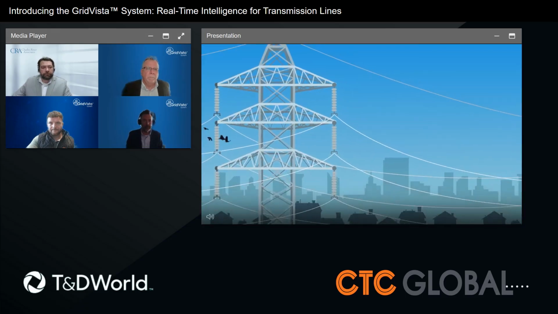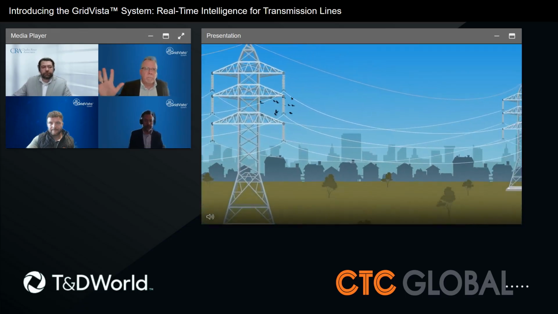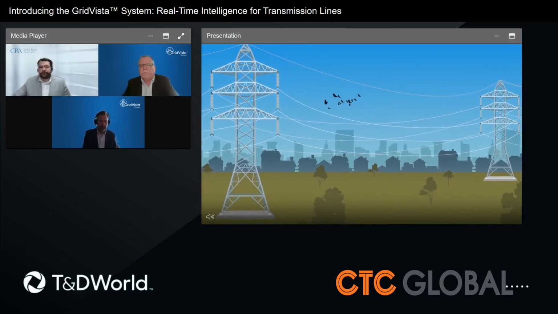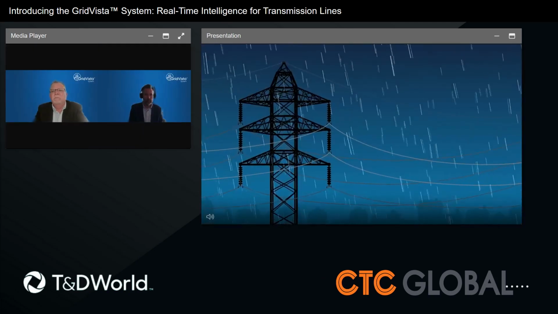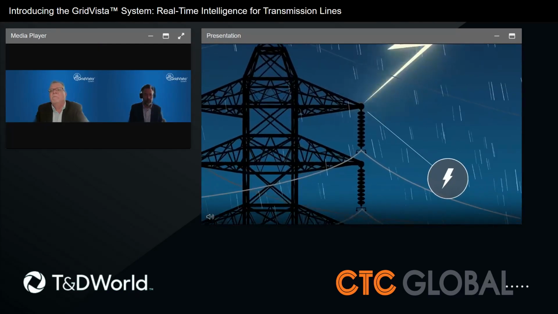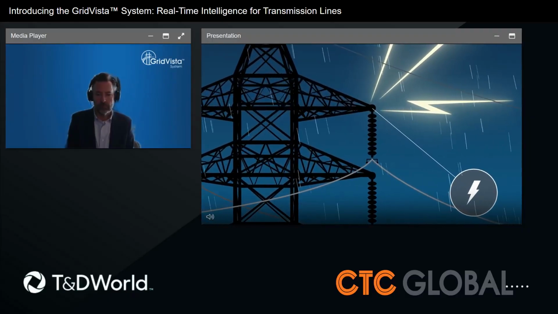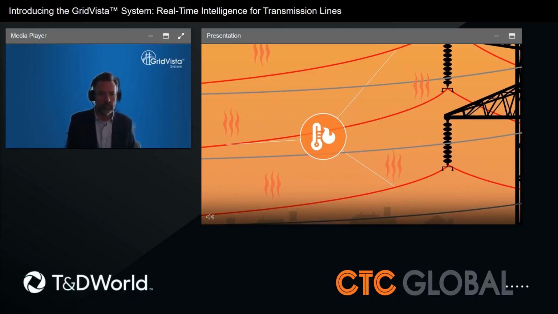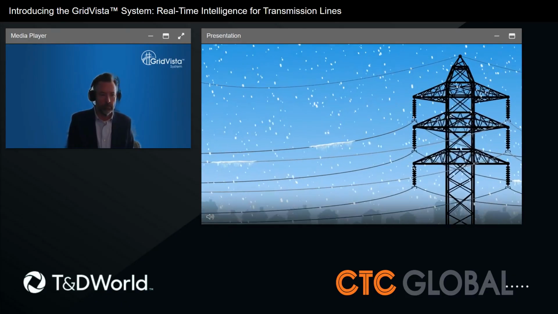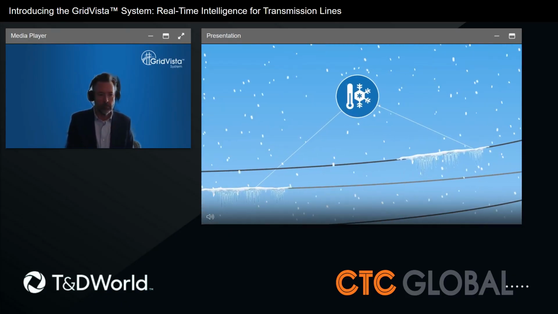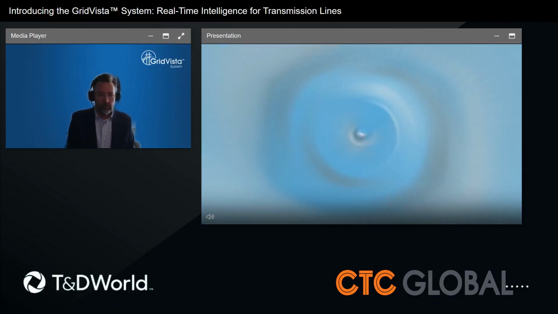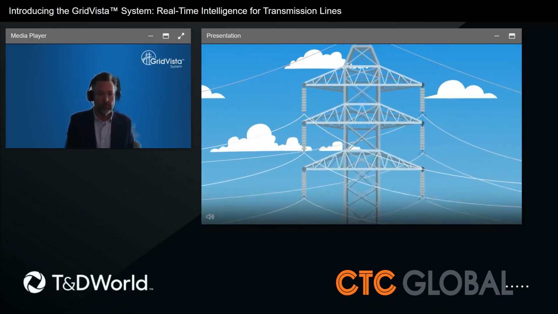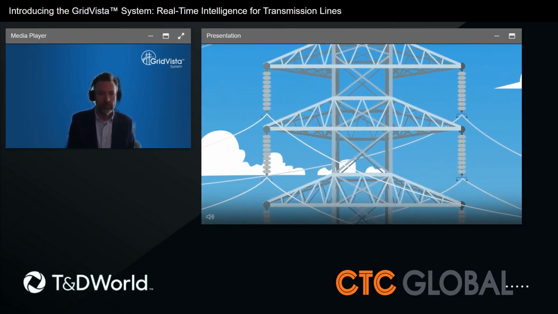Transmission lines keep our world running, supporting the homes, businesses, and infrastructure we depend on. But regular, often unseen risks threaten reliability. As demand increases, operators still lack real-time visibility into line conditions, making it harder to safely maximize capacity and act with confidence. That's why CTC Global is introducing new technology to solve this problem.